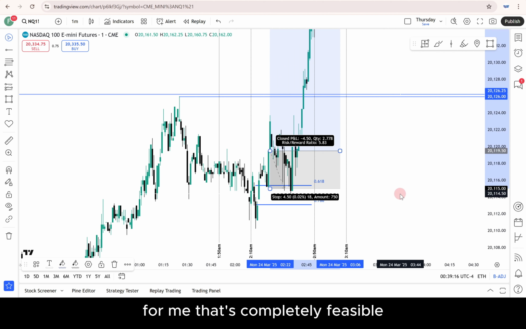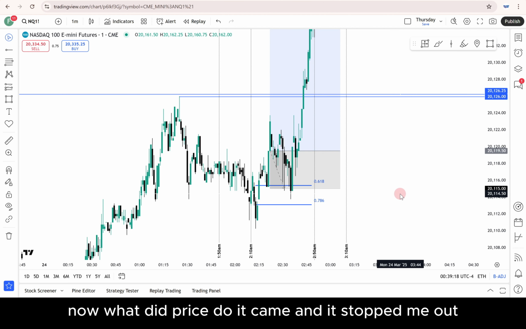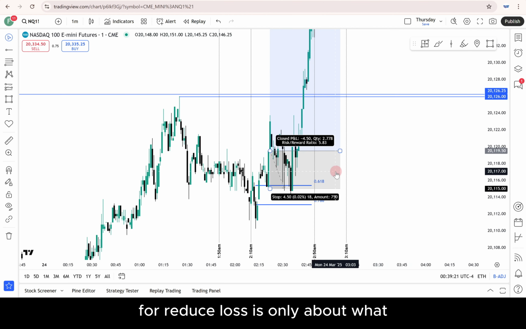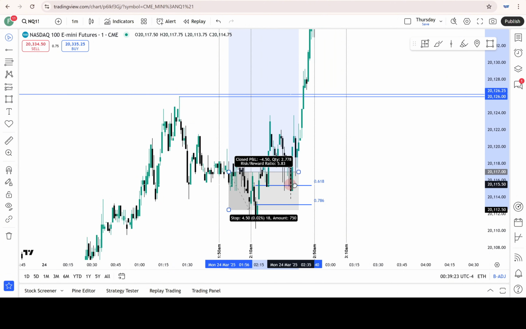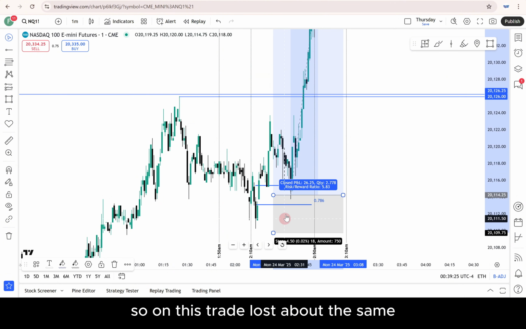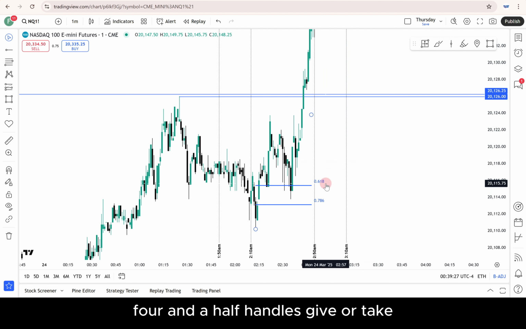For me, that's completely feasible. Now, what did price do? It came and it stopped me out for a reduced loss. It was only about 4.5 handles. So on this trade, lost about the same. On this trade, lost about the same, 4.5 handles, give or take.